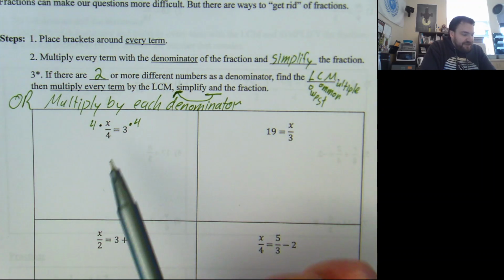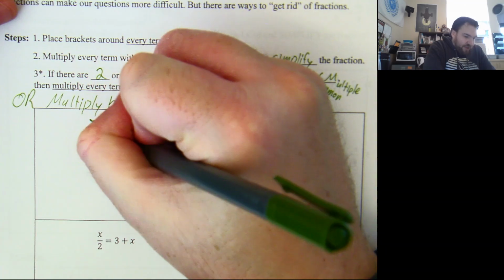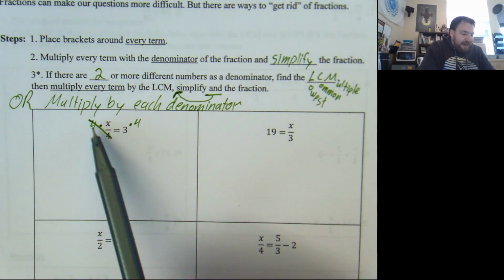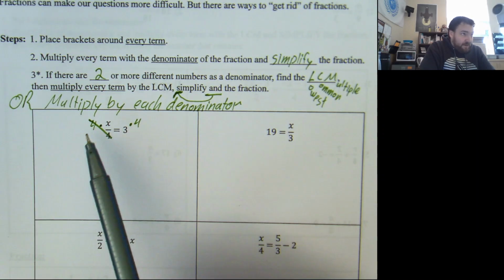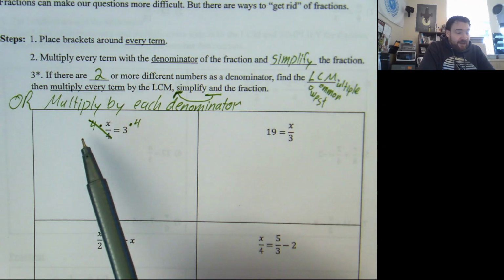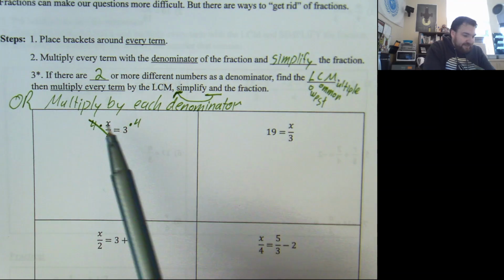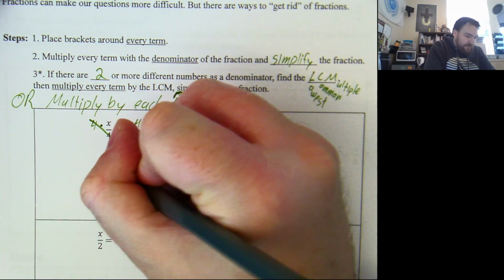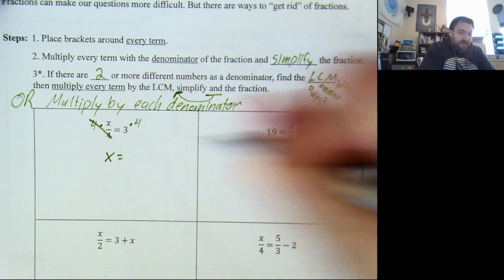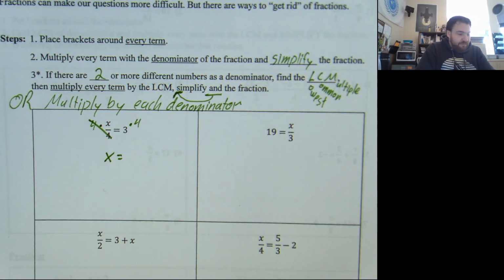We do this so that on the left-hand side, dividing by and multiplying by the same thing cancels it out, undoes that operation. 4 divided by 4 is 1, leaving us with just x. And then 3 times 4 is 12. We've done those already. Those are questions I've already tasked you with doing.